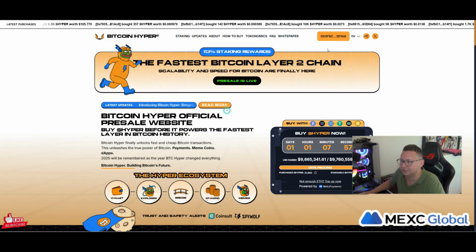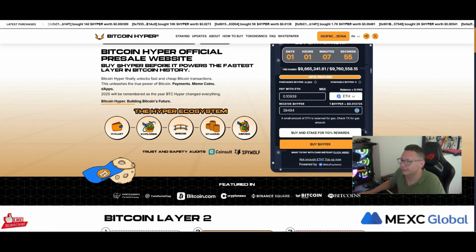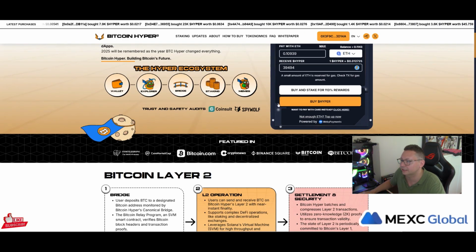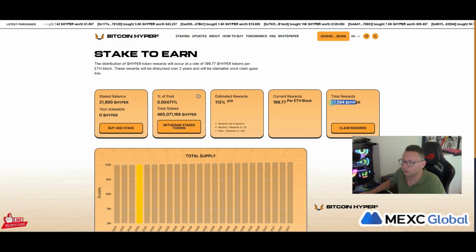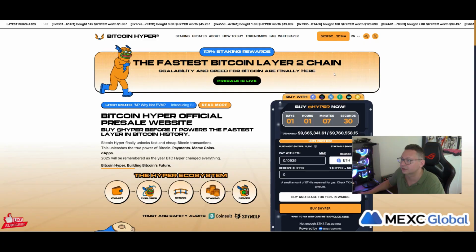I'm using MetaMask. You can also use other DeFi wallets. And then here you can buy in with Ethereum, for example, or other coins that are supported. And then you click here, buy and stake for 113% rewards. And you can see that by now you should also have some rewards here. So the more time passes until this project and this token launch, the more we can accumulate. And this is the good thing about those early access coins, that we can accumulate thanks to the staking mechanism here on most of those coins like Bitcoin Hyper.